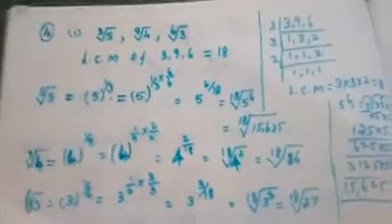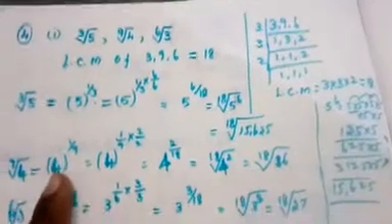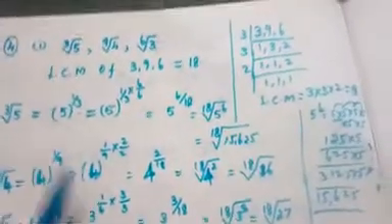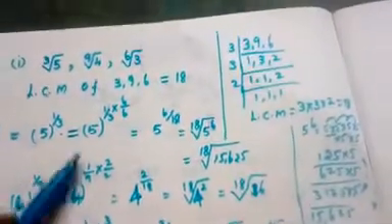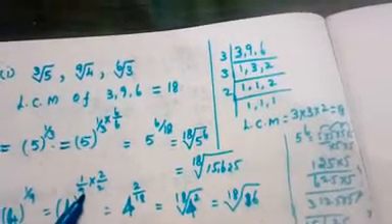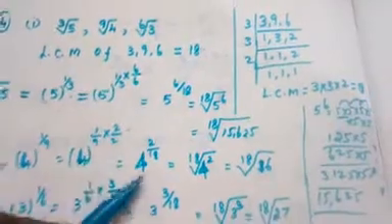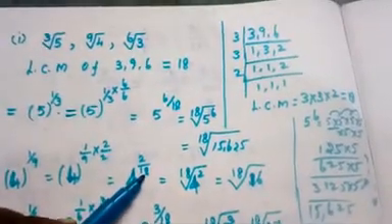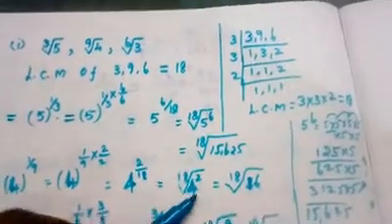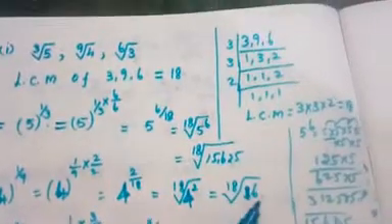Next, 9th root of 4. 9th root of 4 is written as 4 power 1 by 9. We want to make it as 18, so both numerator and denominator multiplied by 2. So 4 power 2 by 18. So the denominator is the order. So 18th root of 4 square. So that is 18th root of 16.